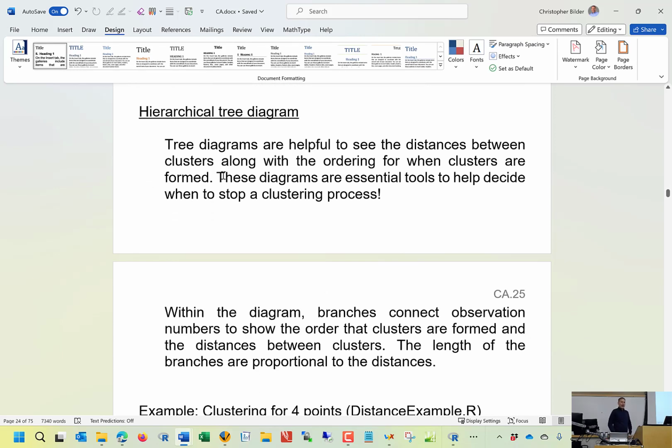Any questions about that? So, distances between, let's say, successive iterations of the clustering algorithm are very, very important to us. That helps us make a decision about when I should stop the clustering process instead of going all the way to just having one cluster. And so there is a nice plot that we can use called a hierarchical tree diagram that allows us to see it.